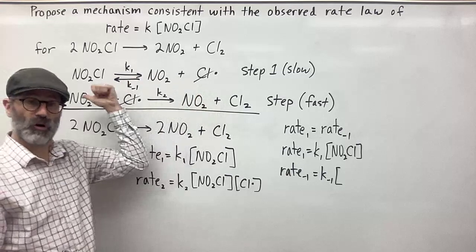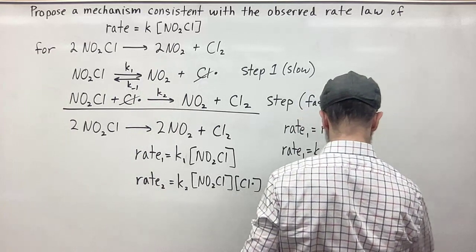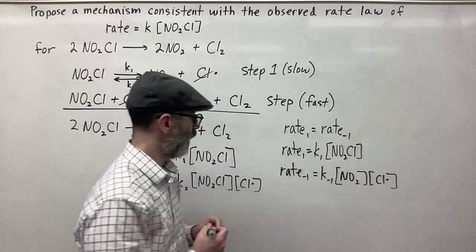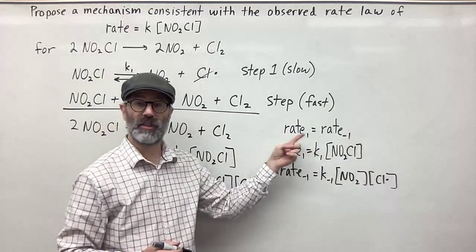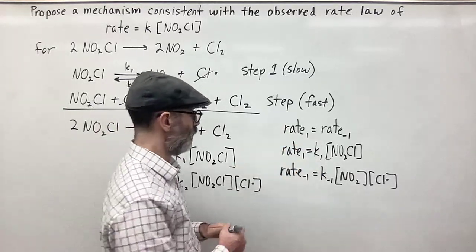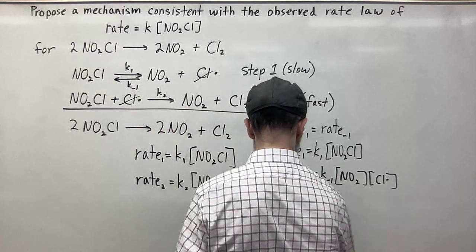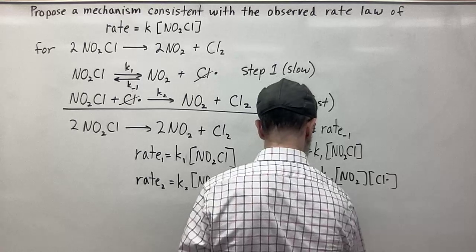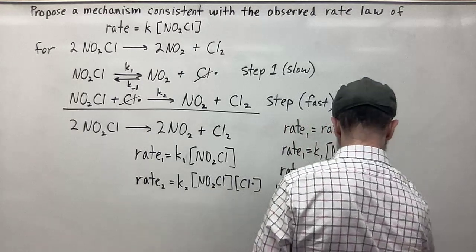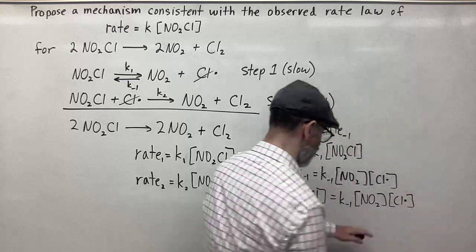So if we're going reverse, and these are considered the reactants, so it would be concentration of NO2 times the concentration of Cl radical, right? So if the rate 1 is equal to rate minus 1, so these two are equal, so that means these two must be equal. So then we set those equal. So K1 times NO2Cl is equal to K minus 1 times the concentration of NO2 times the concentration of Cl radical.